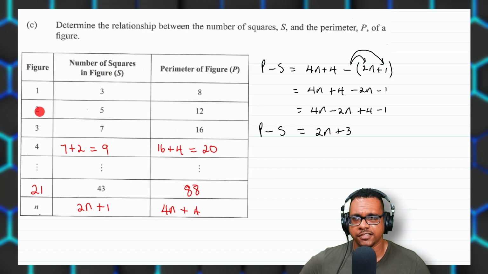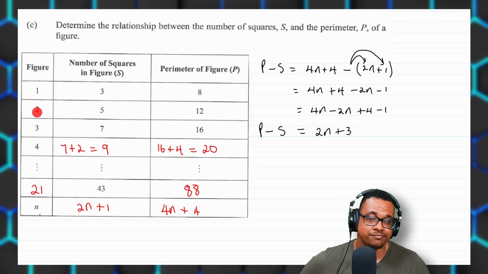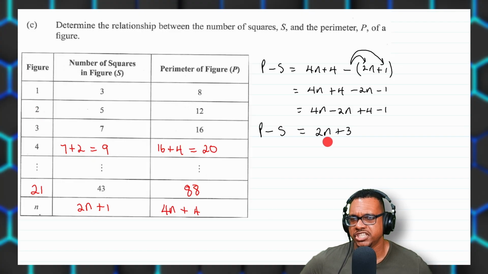All right, let's check it for this one here. The difference between 12 and 5 is 7 for the figure number being 2. So you put the figure number 2 here. 2 times 2 is 4 plus 3 is 7. And that way you can get the relationship between the perimeter and the number of squares. That the perimeter is 7 more than the number of squares for figure number 2. So this would be the general formula to represent that. And that will bring us to the end of this video.